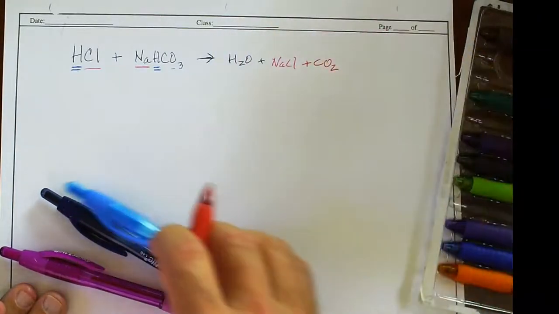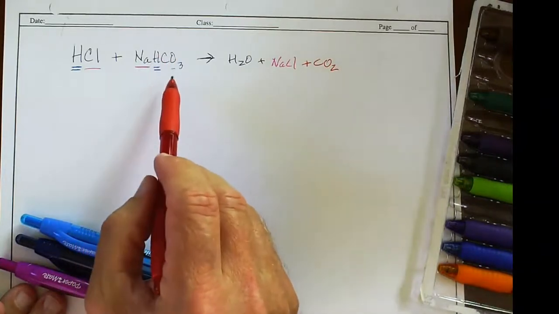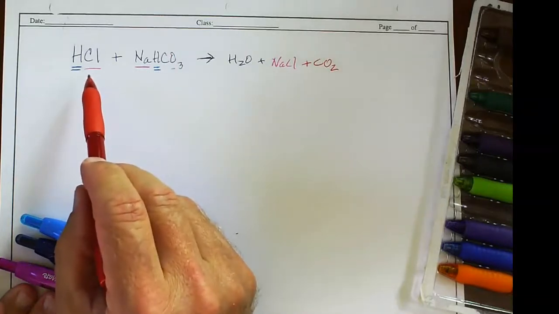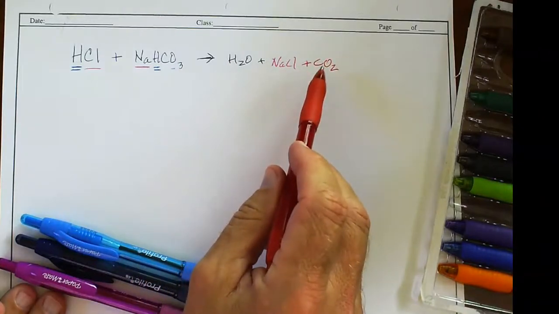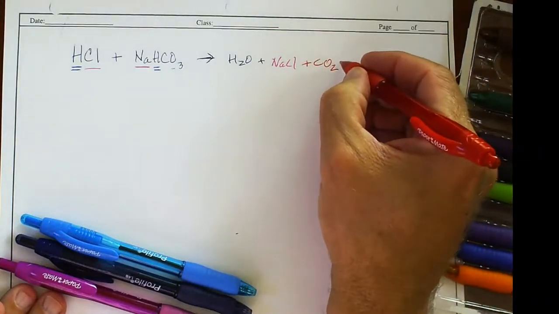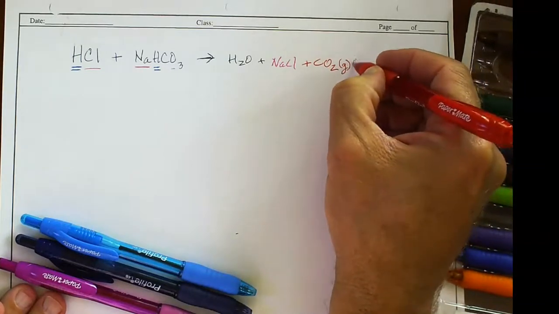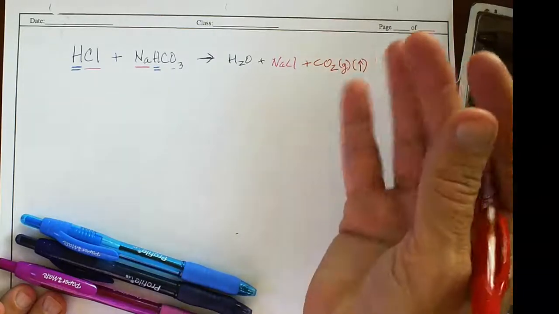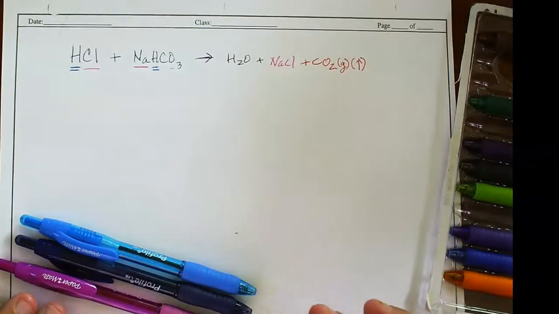So in other words, when carbonates, bicarbonates, sulfates, sulfites act as bases and react with an acid like hydrochloric, we don't just get water and salt, we get some type of gas. In this case, we get carbon dioxide gas. Now remember, we can indicate that it's gas with the letter G. Some texts will instead use an up arrow to say that that carbon dioxide gas will bubble up, come up out of the mixture. Okay?